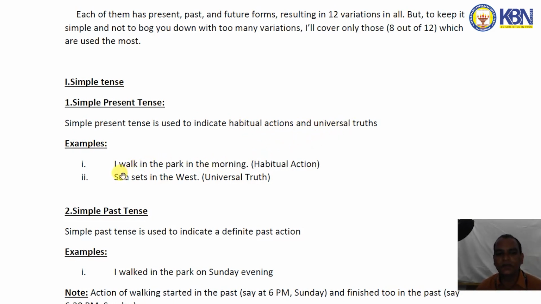So here are the examples. I walk in the park in the morning. This is a habitual action. Sun sets in the west. This is a universal truth. So here, a habitual action and a universal truth. Both the concepts are different, but the two sentences can be expressed only in simple present tense.